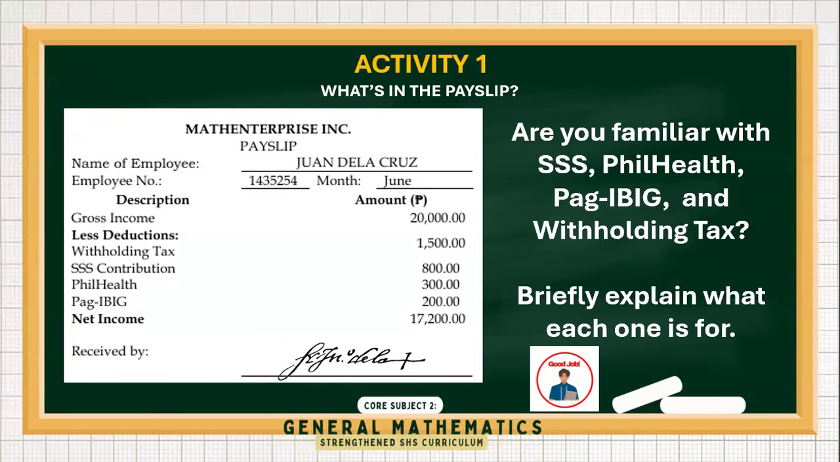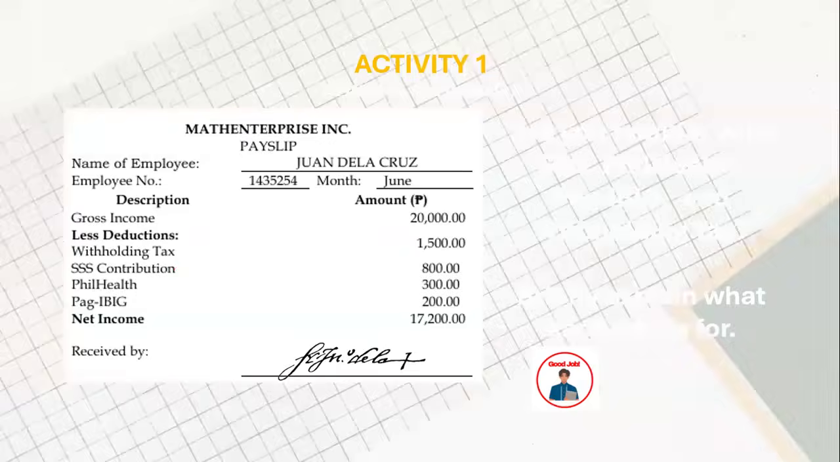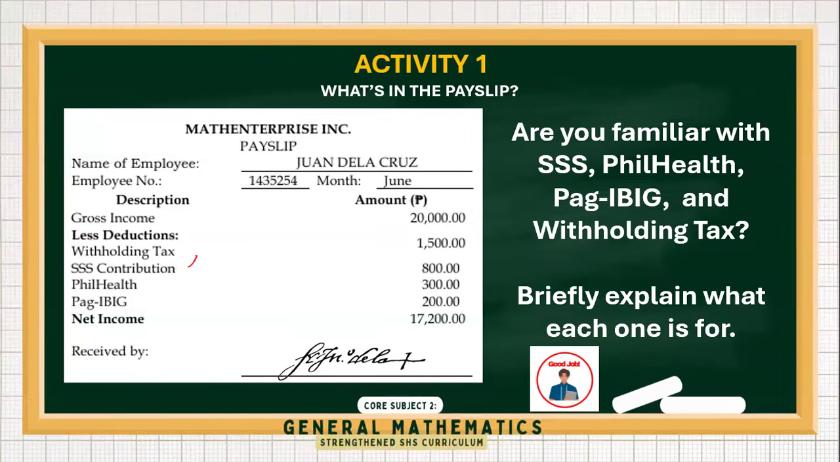So are you familiar with the SSS, PhilHealth, Pag-ibig, and the withholding tax? So all of those are what we call deductions. Okay? So one has to pay the following deductions: the SSS, or the Social Security System, which protects one in case of sickness, disability, and retirement. So that's the first one. So for the PhilHealth, this covers part of the hospital and the medical expenses of one. And for the Pag-ibig, this supports housing loans and savings.